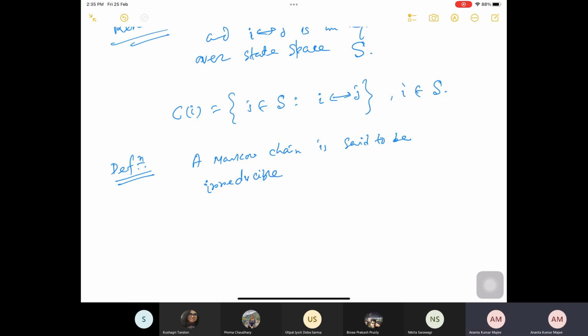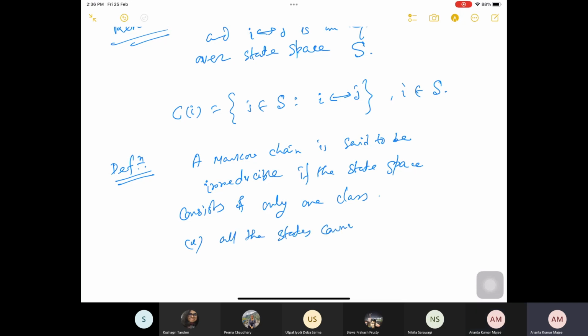Irreducible, we cannot reduce it, in the sense that we basically have only one equivalence class, which is your full set. If the state space consists of only one class, what does that mean? Only one class means basically all the states communicate with each other.